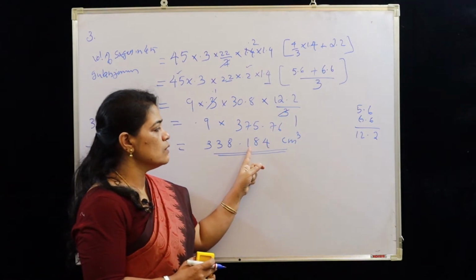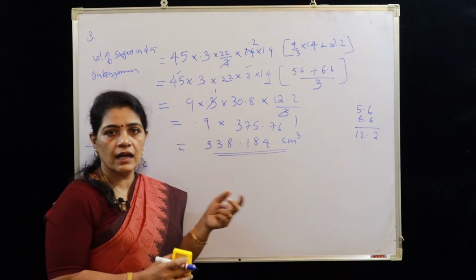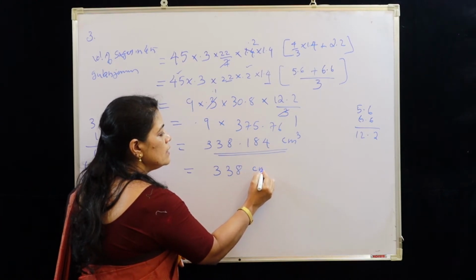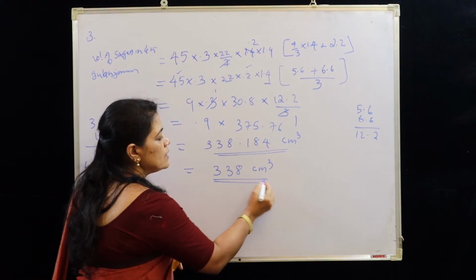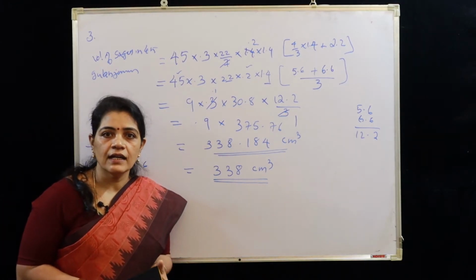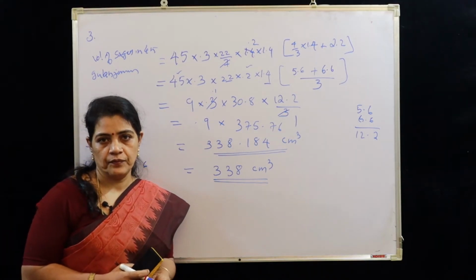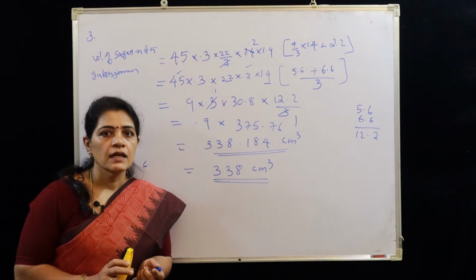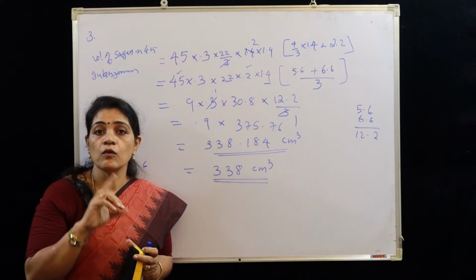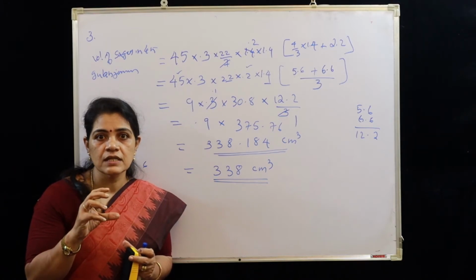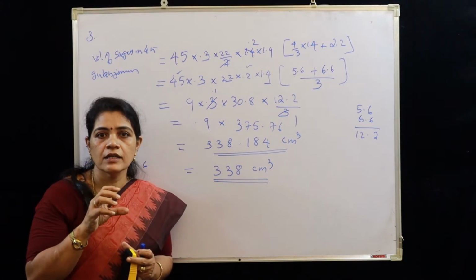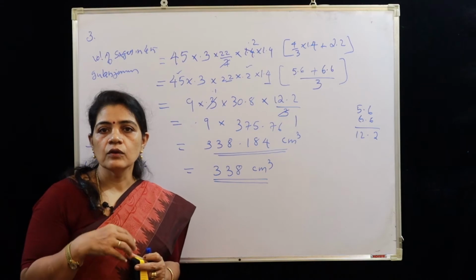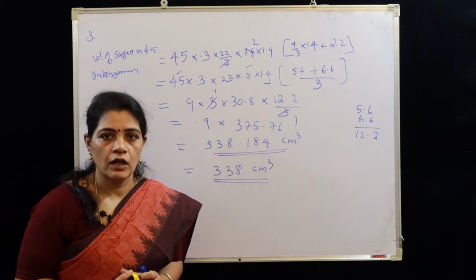Since the decimal part is just 0.184, that can be neglected. It is a very small amount. So 338 centimeter cube approximately. This is the volume of sugar syrup contained in 45 gulab jam. So first find out the volume of 1 gulab jam, right? Then find out the sugar syrup in 1 gulab jam, that is given as 30%. So 30% means 30 by 100 of the volume of 1 gulab jam. Then multiply with 45, and that will give you the sugar syrup altogether for 45 gulab jam.